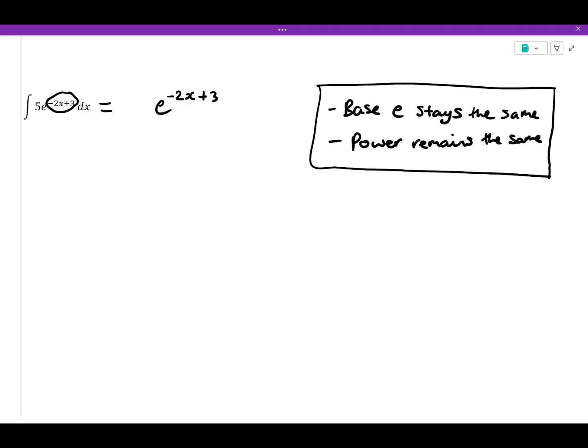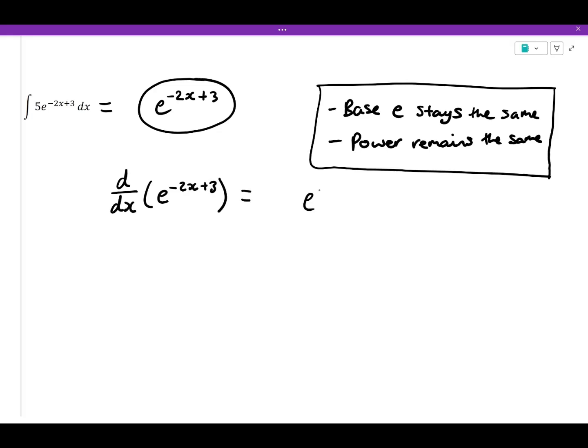And now what we're going to do is differentiate this and see if it takes us back to our initial integral. So we're going to do the derivative with respect to x of e to the power of negative 2x plus 3. So we know that the e to the power of negative 2x plus 3 stays the same. But when we differentiate our power here, we're going to get negative 2. So we're going to need to multiply by negative 2. So that's going to be my derivative there.